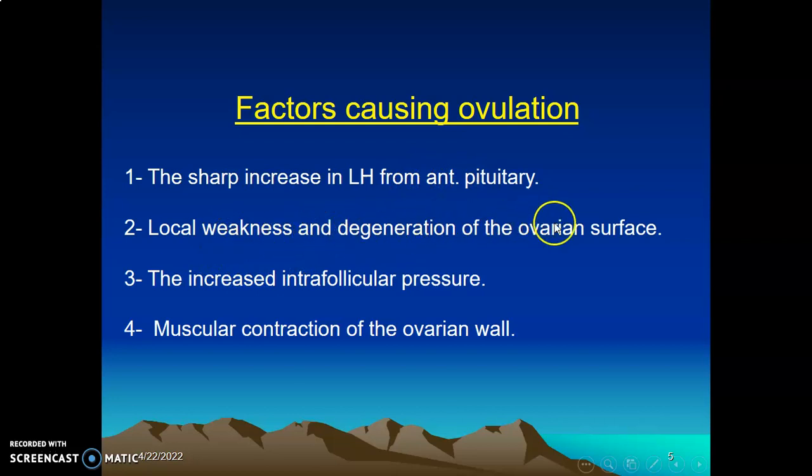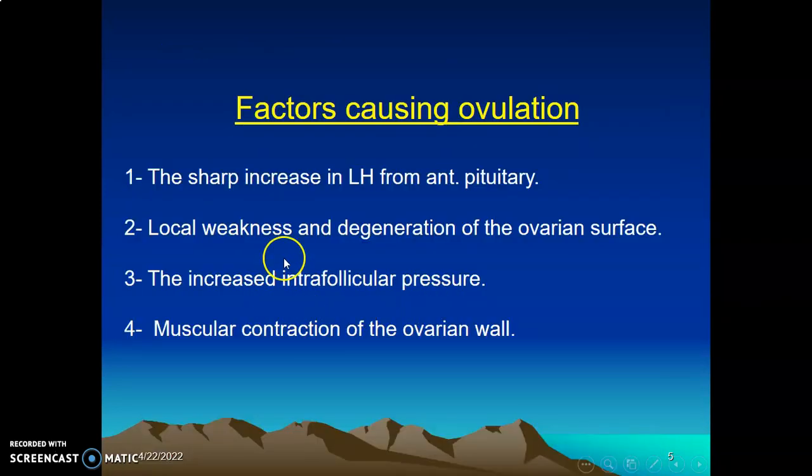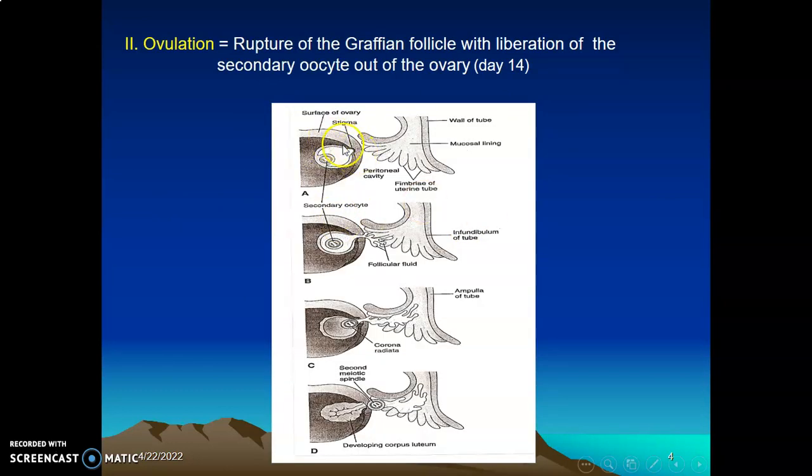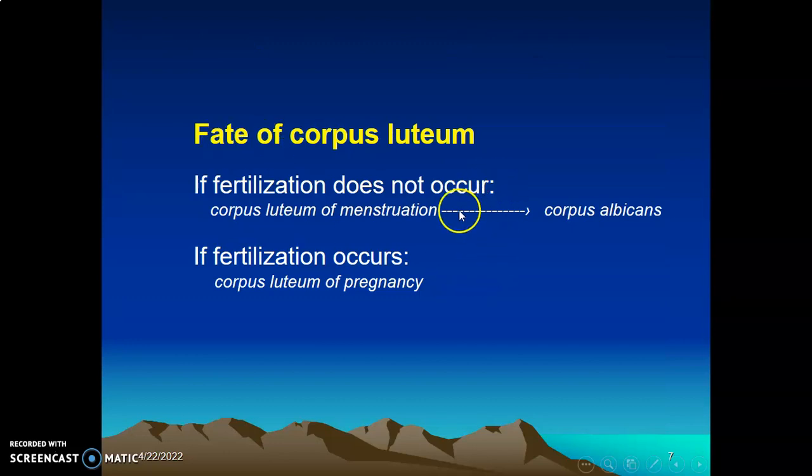be weakness and degeneration of the ovarian surface at the place where the stigma is forming. Then, because of fluid buildup within the mature follicle, intrafollicular pressure will increase, and that will cause the release of the ovum. There'll also be muscular contraction of the ovarian wall. So that's what happens during ovulation: LH, fluid buildup causing intrafollicular pressure, muscular contraction, and weakness and degeneration of the ovarian surface at the stigma, where enzymes come in to allow release of the ovum.